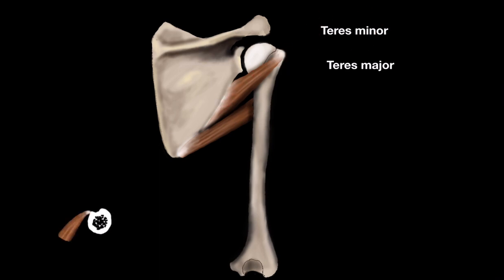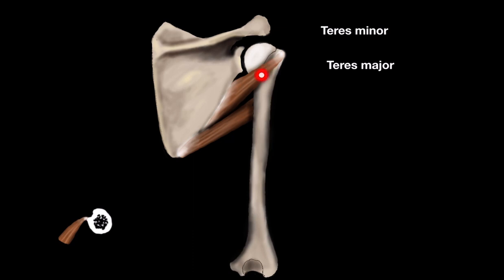Now what happens when teres major contracts? You can see it will pull the medial lip posteriorly like this. So what is the type of rotation? That is medial rotation. So teres major is medial rotator, whereas teres minor is a lateral rotator.